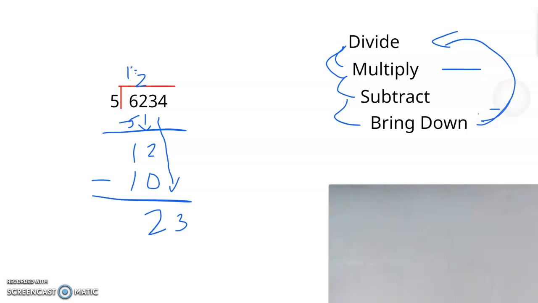All right, now since we brought down, we're going to go back up to dividing. 5 goes into 23 this time, so we're taking the 5 into the 23.